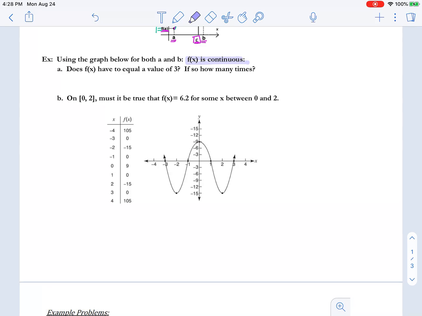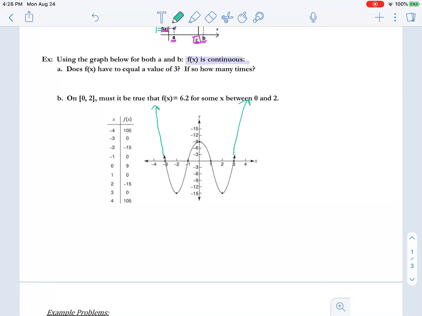They just did not go up to 105. So they're saying at -4, we're going up really high. And at 4, we're going up really high. So it's saying, does f of x have to equal the value of 3?